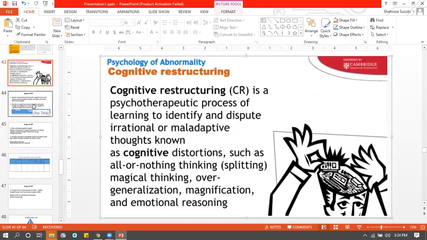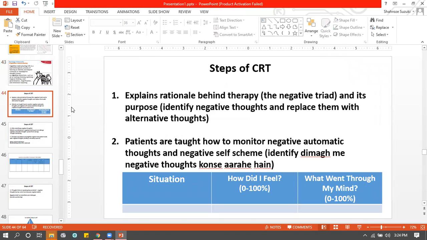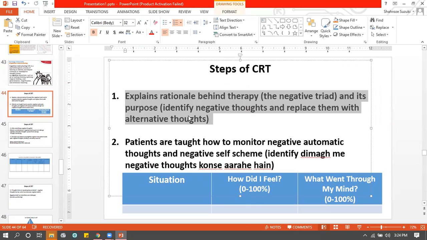So basically, the first step is to explain to the person who's your patient how this is going to work. You're going to tell them everything beforehand: in this therapy, we're going to change your negative thoughts. For you to do that, you must understand and identify your negative thoughts, and then slowly replace them with alternative thoughts. So you make them aware of what's going to happen to them. And I guess that's pretty ethical as well because you're telling them exactly what's going to happen. So first you explain the rationale behind the therapy, and once they understand the rationale, then you begin the therapy.